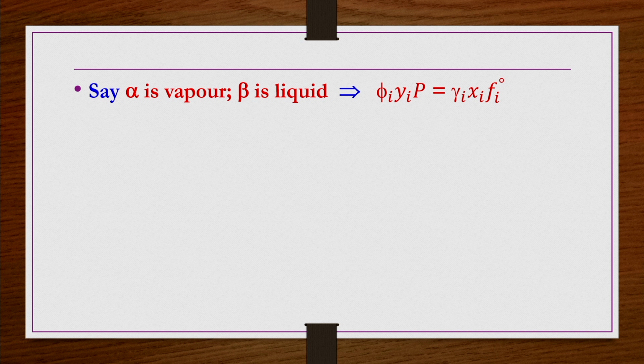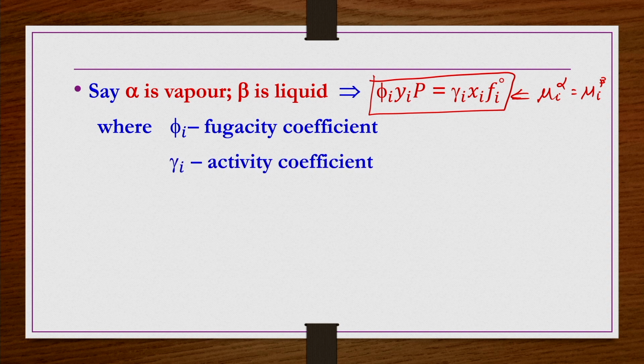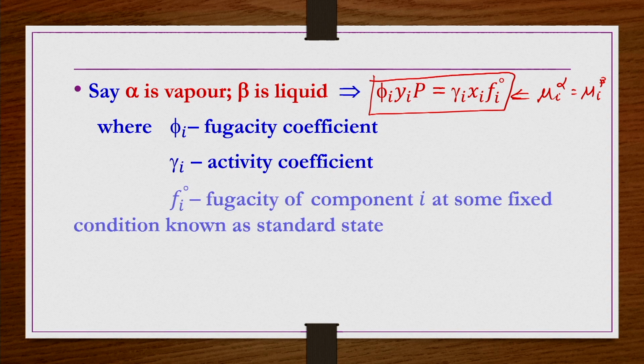Let us say we have two phases, alpha and beta, and we take the alpha phase as a vapor phase and the beta phase as a liquid phase. Then mu I alpha is equal to mu I beta. We can write this as phi I y I P is equal to gamma I x I f I naught. This we have also seen in the previous lecture, where phi I is the fugacity coefficient, gamma I is the activity coefficient, and f I naught is the fugacity of component I at some fixed conditions such as standard states.